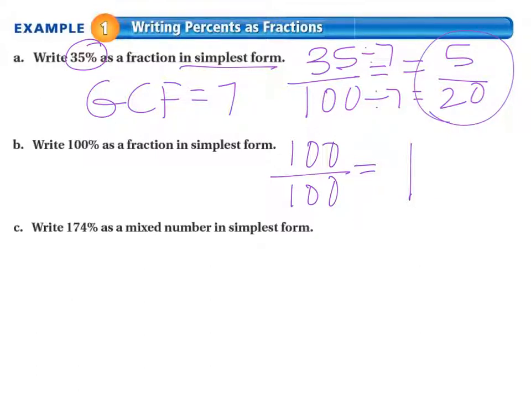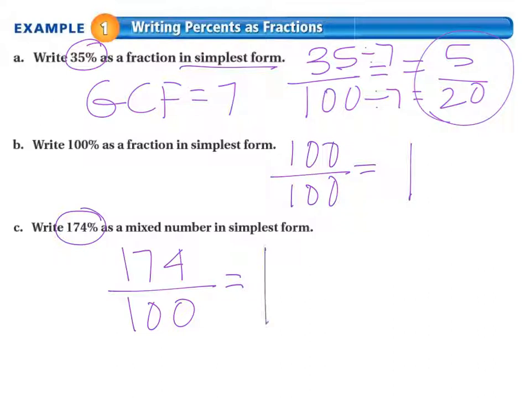Part C, 174% as a mixed number in simplest form. Because this percentage is greater than 100, we know it's going to be a mixed number. So I'm going to write 174 as the numerator, and 100 is still the denominator. That didn't change. So how many times does 100 go into 174? It goes in one time with 74 left over.